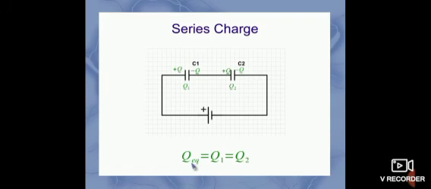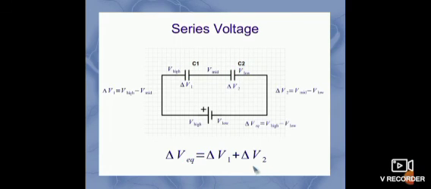But the voltage is divided. Charge is equal, but the voltage is divided. The value of voltage del V is equal to del V1 plus del V2. There are two separate voltages: del V1 is across C1 and del V2 is across C2. Therefore, V equivalent is equal to del V1 plus del V2. But Q equivalent is equal to Q1 is equal to Q2.